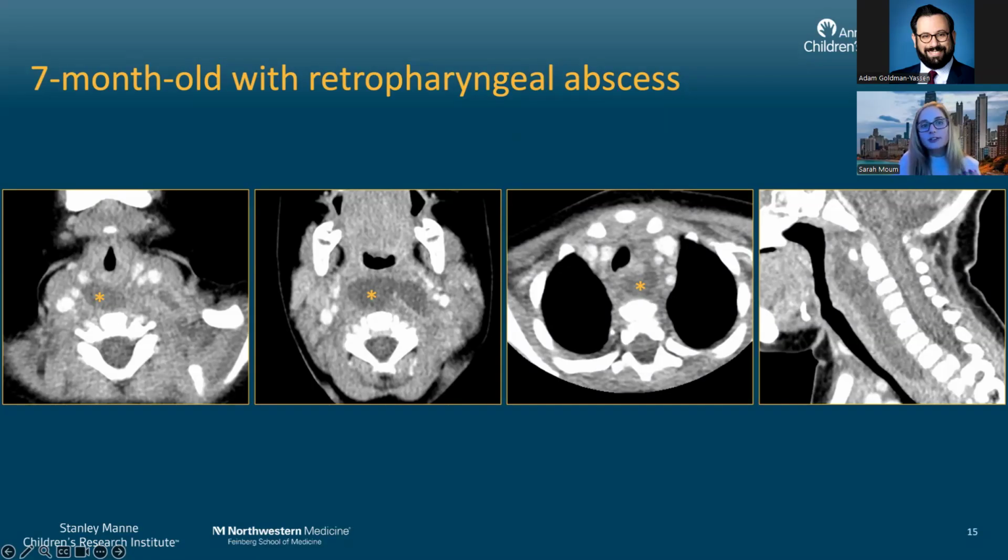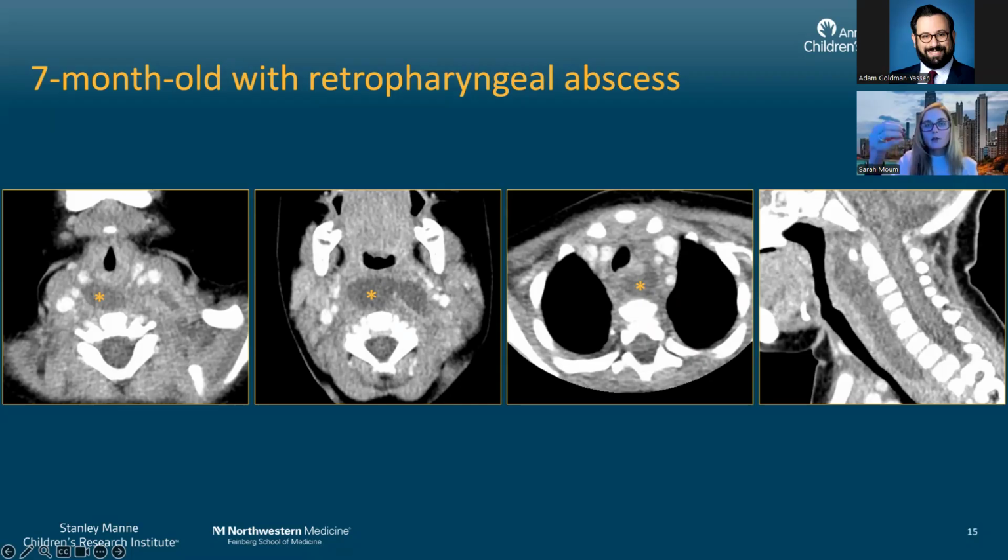I included this case just to have a moment to discuss the retropharyngeal space, danger space. So the danger space is a space that's posterior to the retropharyngeal space, and it represents a potential conduit for infection spreading from the pharynx to the mediastinum. So in this case, presumably the danger space was involved because we're seeing that extension into the mediastinum.